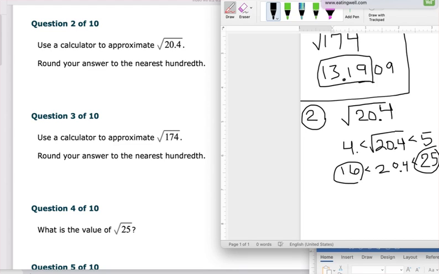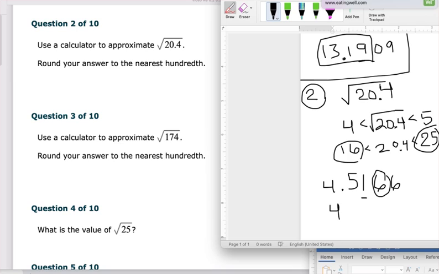I'm going to get 20.4, and I'm going to hit the square root sign, and it is 4.5166. Now I'm going to stop there, even though the digits keep on going, because I'm trying to round to the nearest hundredth, which is right here. So I'm going to look at the digit behind it. This 6 is greater than 5, which means my answer will be 4.52. And that concurs with what we had originally said, that the square root of 20.4 would be between 4 and 5, and indeed it is between 4 and 5, almost exactly halfway in between, isn't it?